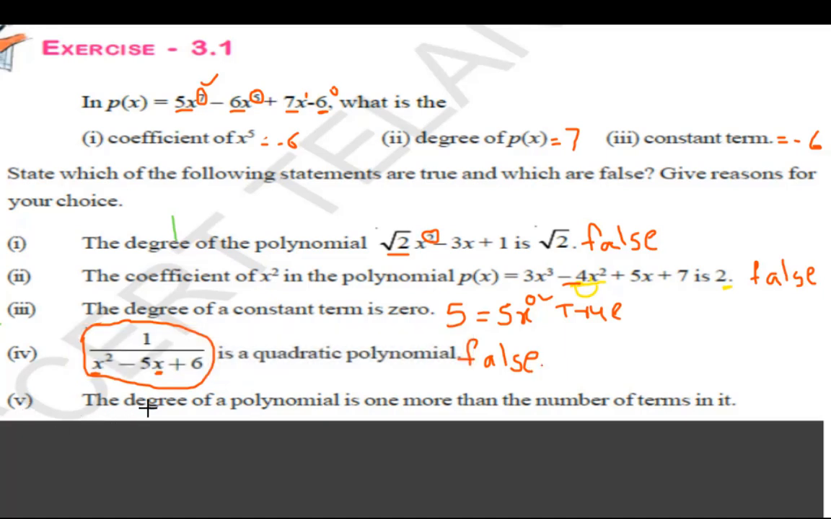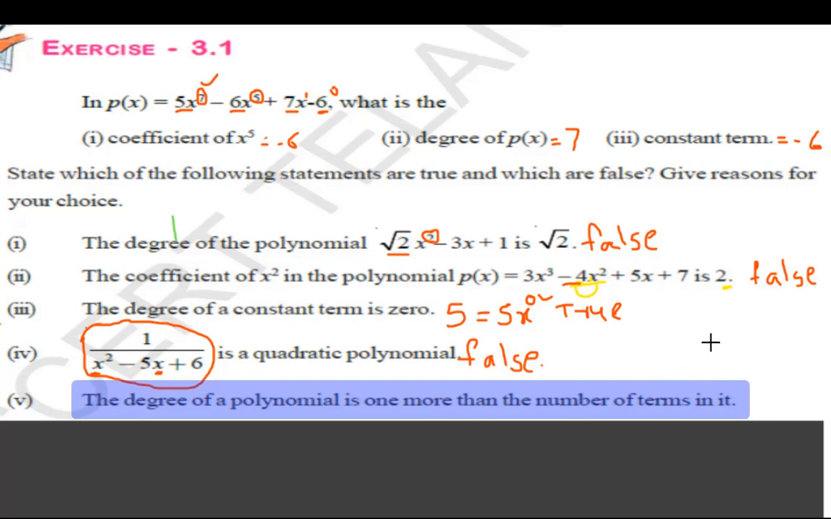Now, coming to the fifth statement, the degree of a polynomial is 1 more than the number of terms in it. Now, can we say the degree of a polynomial is 1 more than the number of terms in it? So let us understand this by taking some examples.